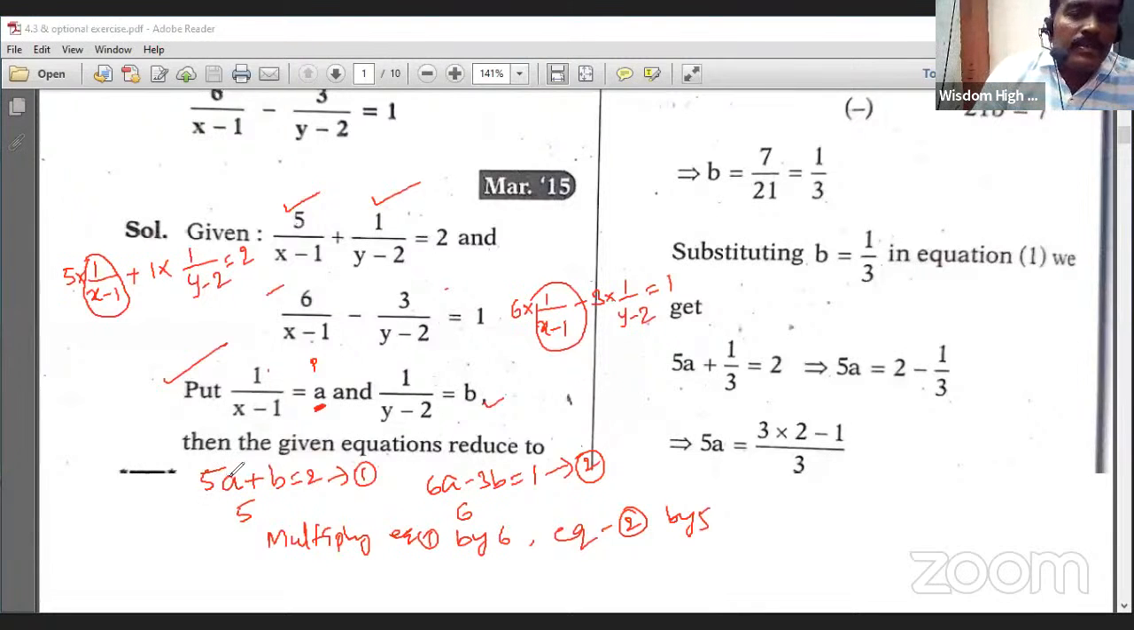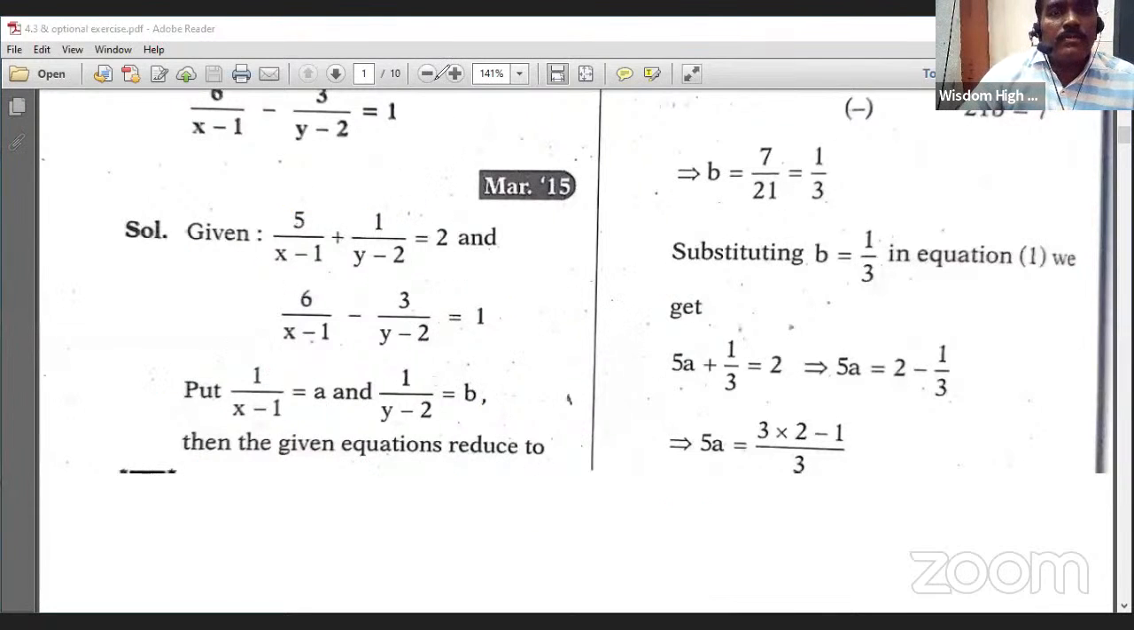Then first thing is you have to observe the coefficients. That first equation a coefficient is 5. Second equation a coefficient is 6. Now multiply equation 1 by 6. Multiply equation 2 by 5. This is a very, very important step in elimination method. Okay. Now let us see how do we solve it.